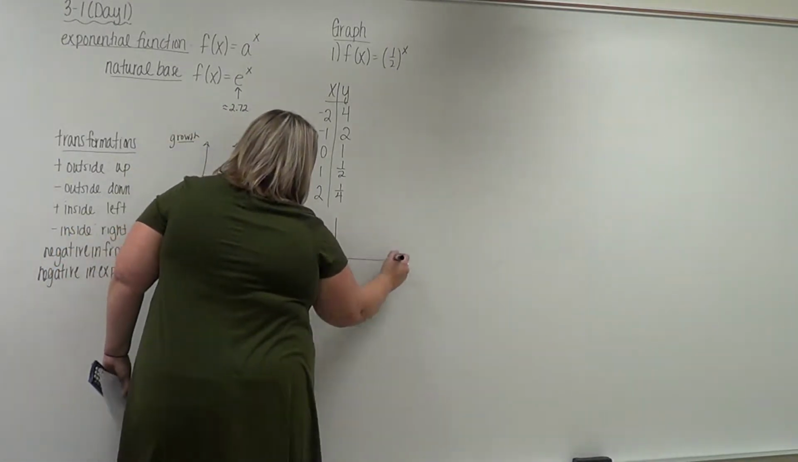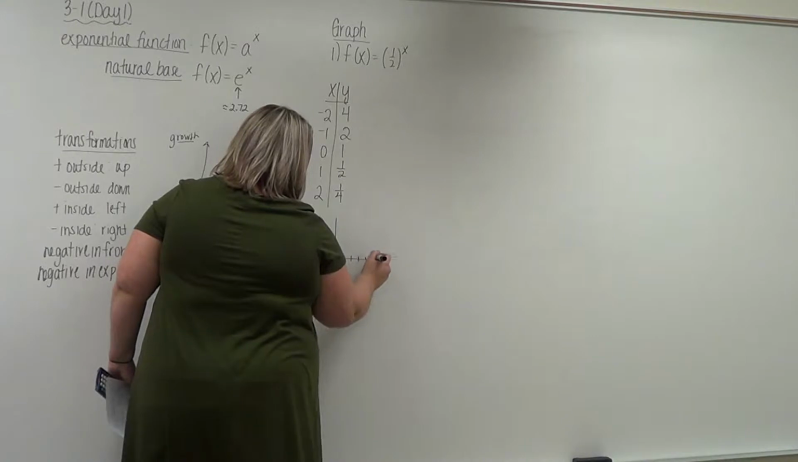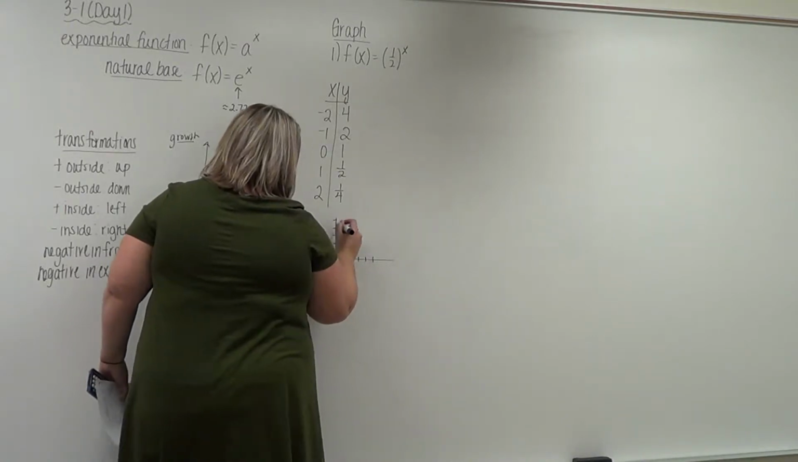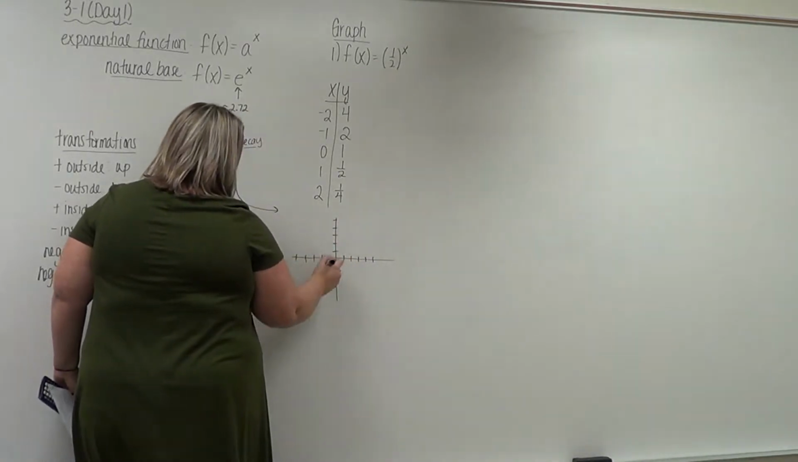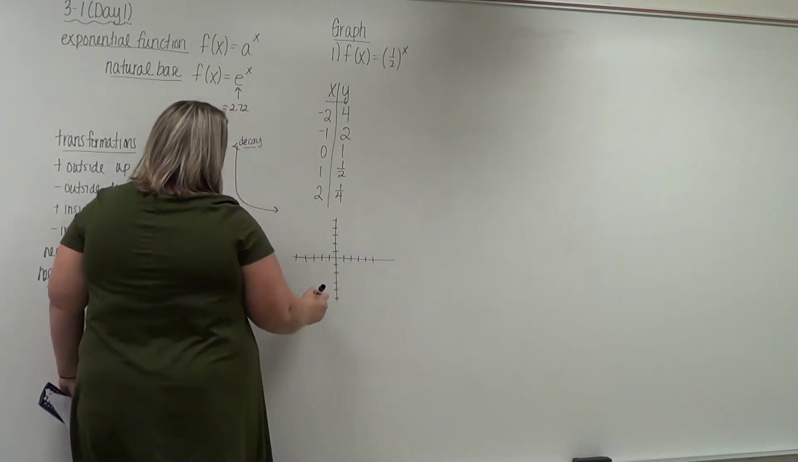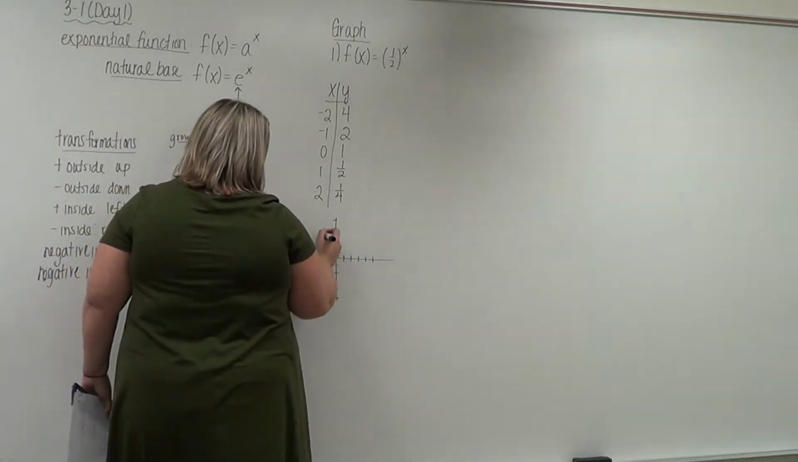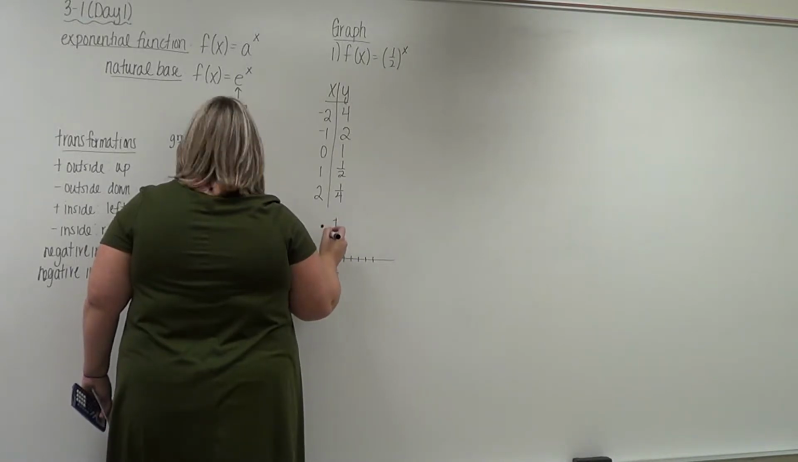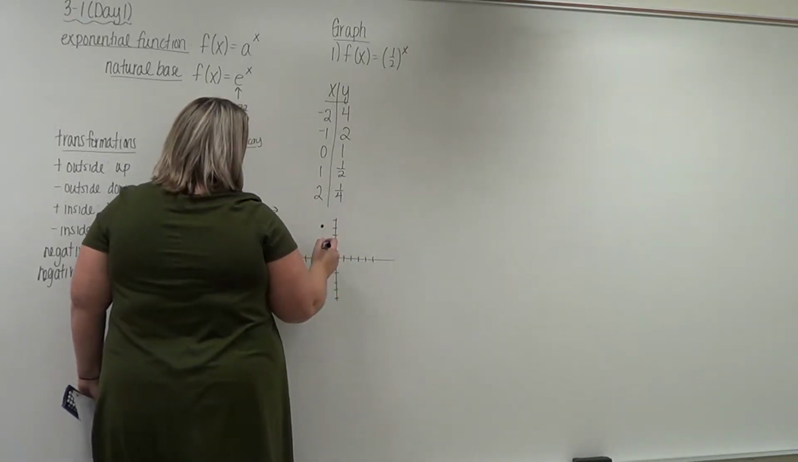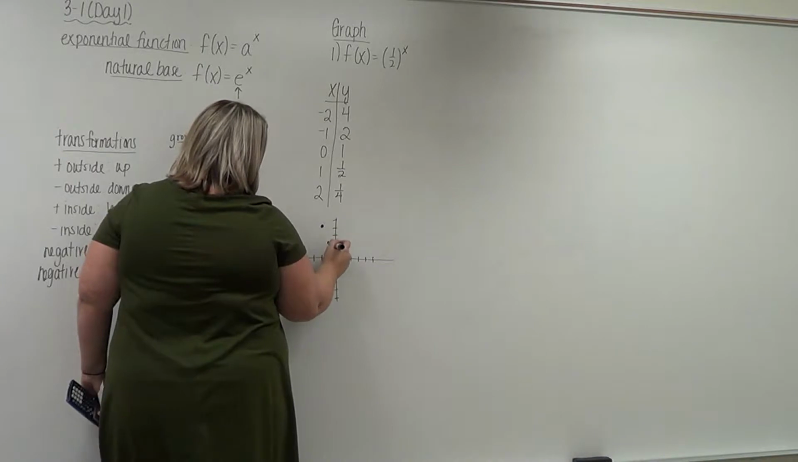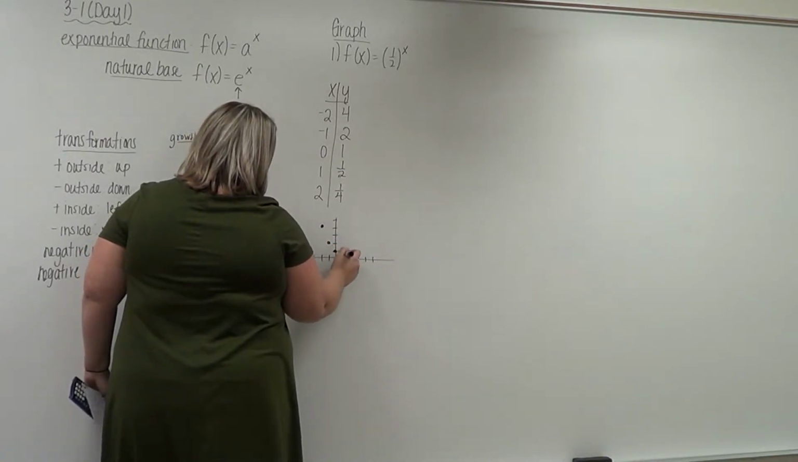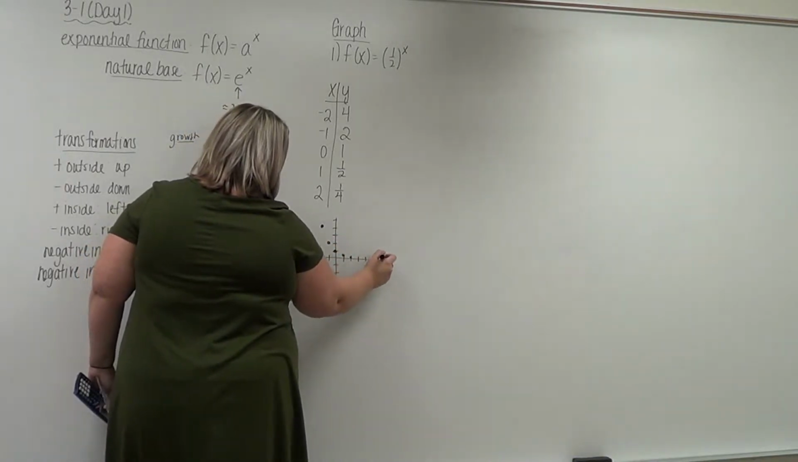Okay, then we're going to graph. This is what you're going to use your graph paper for on your homework. You'll have six graphs tonight. So the points are -2, 4; -1, 2; 0, 1; 1, 1/2; and 2, 1/4.